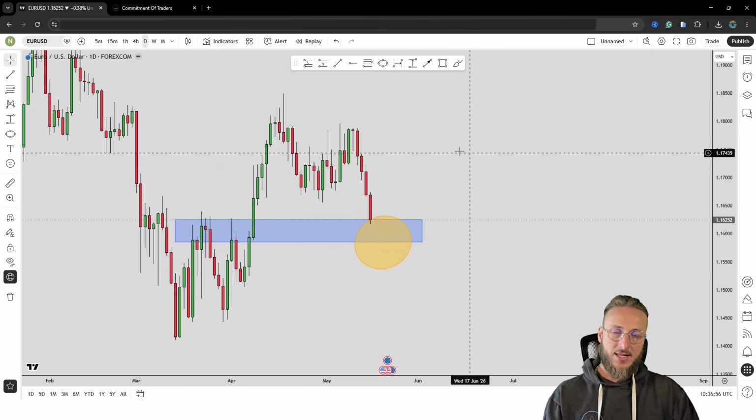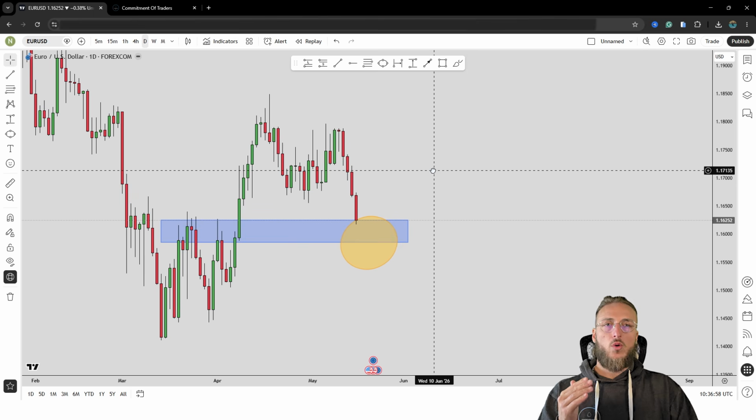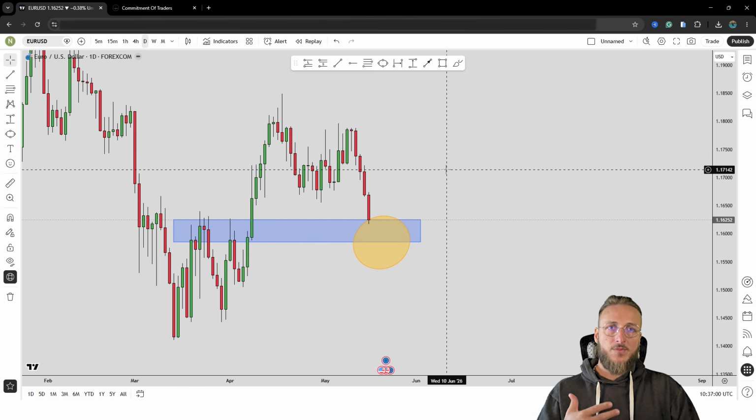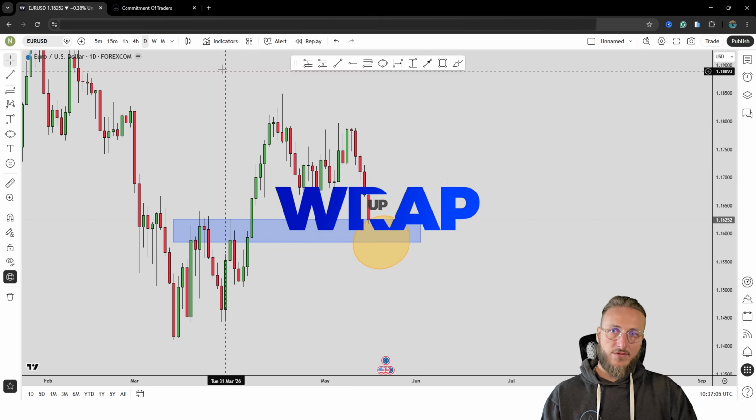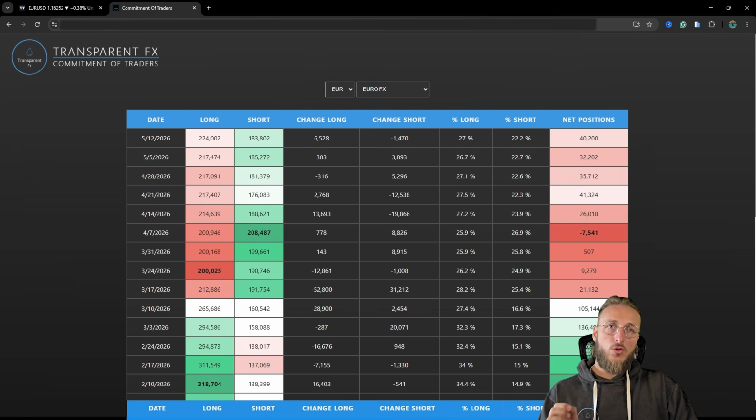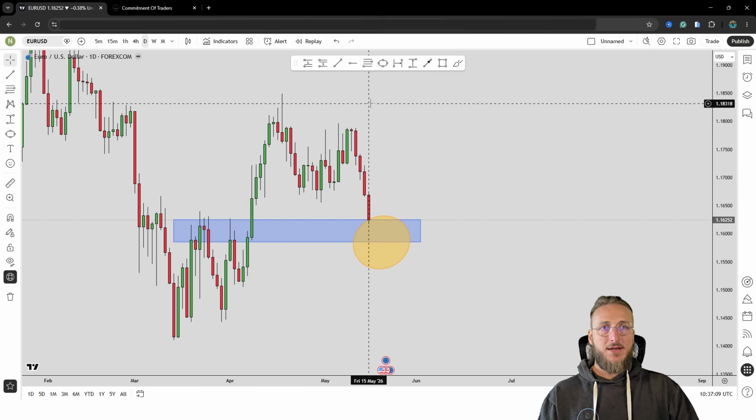Now, back to the analysis. So in this kind of situation, what would I expect? Now, as usual, and as my students know very well, trading is reactive and not predictive. The monthly, weekly, and daily timeframes combined with the COT data, those are the best timeframes when it comes to the directional aspect of the market.